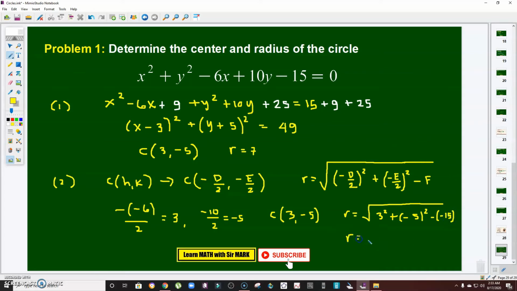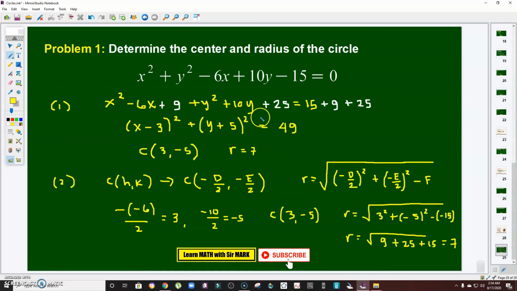So that is square root of 3 squared, that's 9, plus 25, plus 15. Of course, we're going to have the same. So that will give us a radius of 7. See that? There you go. So those are the two ways to determine the center and radius of the circle when given the general equation.